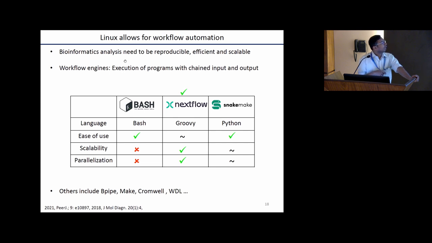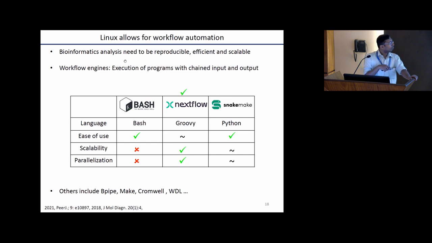At the same time. And how do you do that? You have to use something called workflow engines, and they execute your programs in a chained input and output manner. That means you can take the input from one software or one tool and give it to another. For example, you can trim a file and give it to an assembly tool, something like that. And that is done by workflow engines.